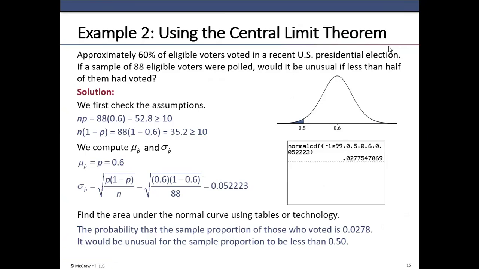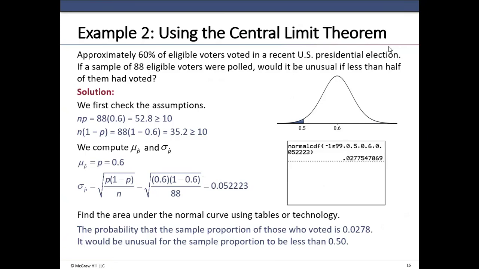So first we check n times p. 88 multiplied by 0.6 is 52.8, that's greater than 10. And 88, then left parenthesis, 1 minus 0.6, right parenthesis. Inside the parenthesis I typed 1 minus 0.6, then I close the right parenthesis and hit enter. That's 35.2, that is also greater than 10.